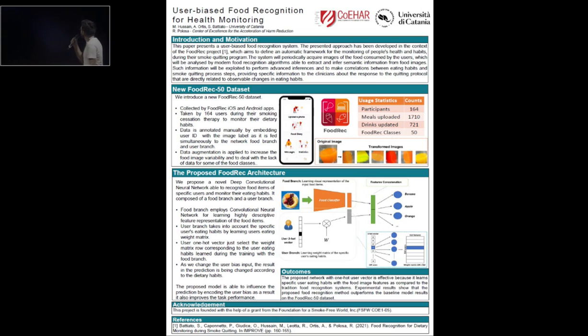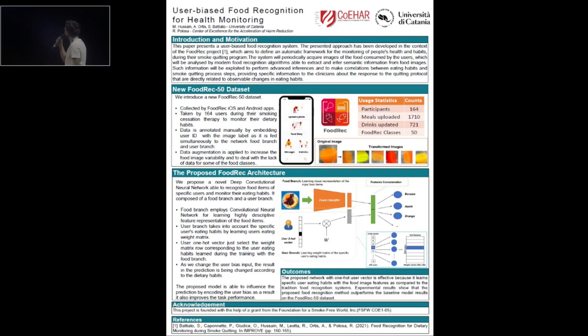We introduce a new FoodRec 50 dataset that was collected during the smoke cessation therapy, including 164 real users. It was collected using both iOS and Android applications. The data is annotated manually to embed the user information with the image label, and data augmentation is applied to increase the data variability and to compensate for the problem of underrepresented classes. Different transformation techniques have been applied for this.